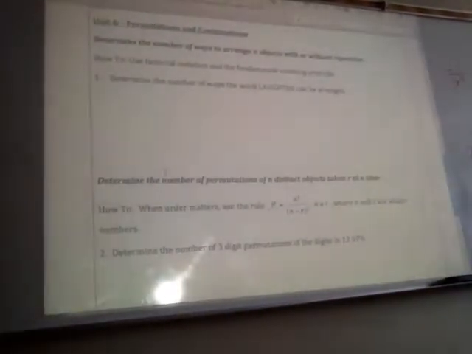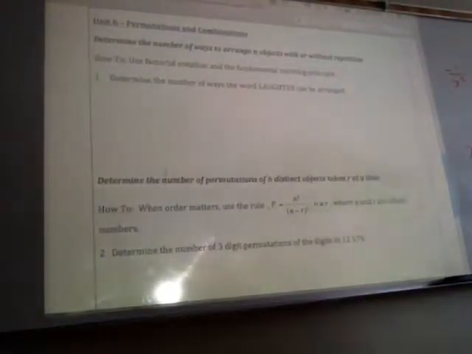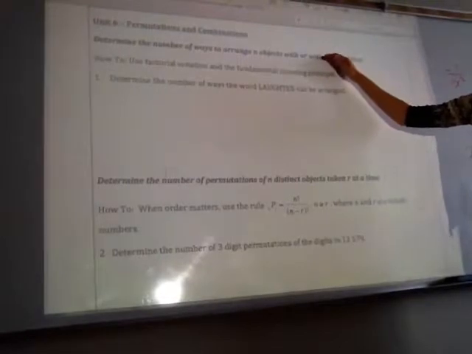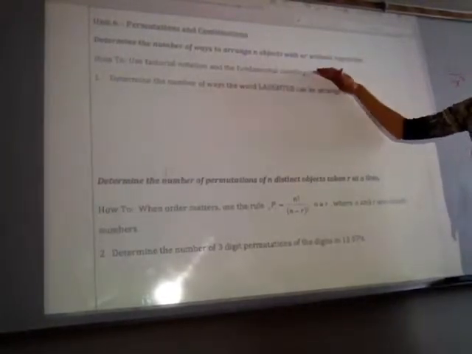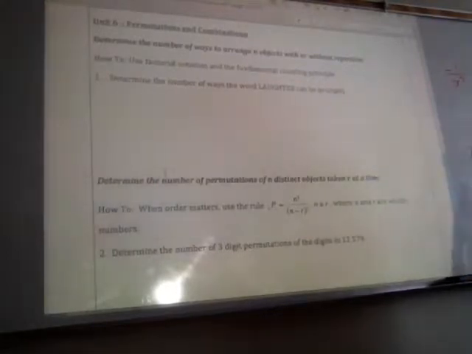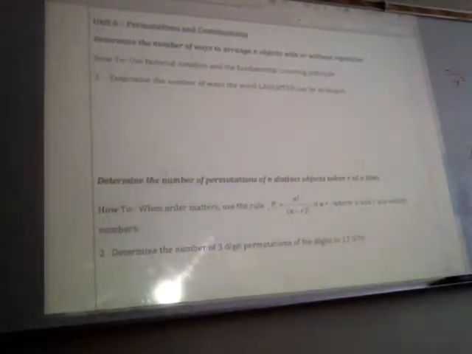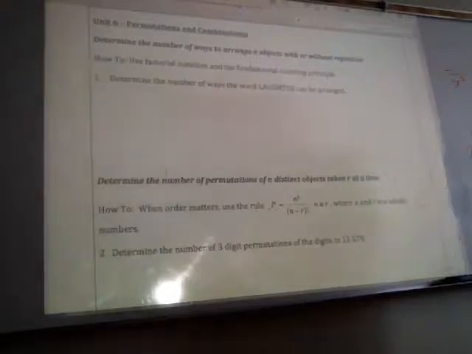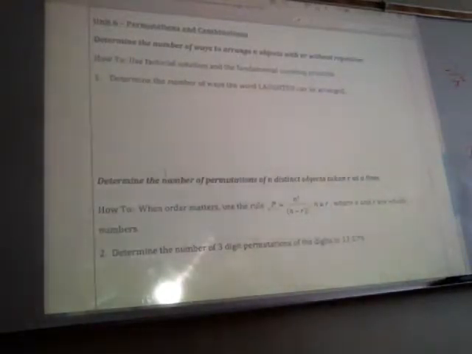All right, so rocking through permutations. The way this review is laid out is basically it will have the curriculum outcome, the skill that you'll need to be achieving in the year, and then just example questions underneath, okay? So the curriculum outcome: determine the number of ways to arrange n objects with or without repetition, how to use factorial notation, and the fundamental counting principle. So that's what we're going to review.